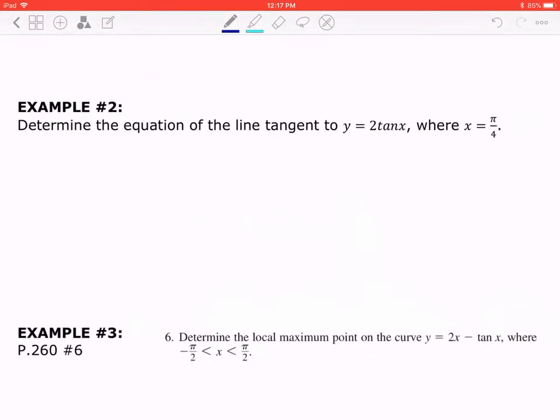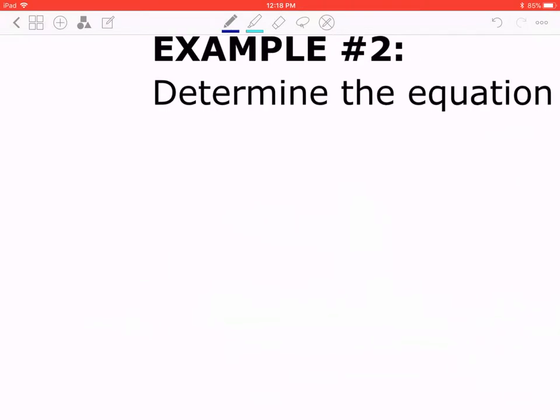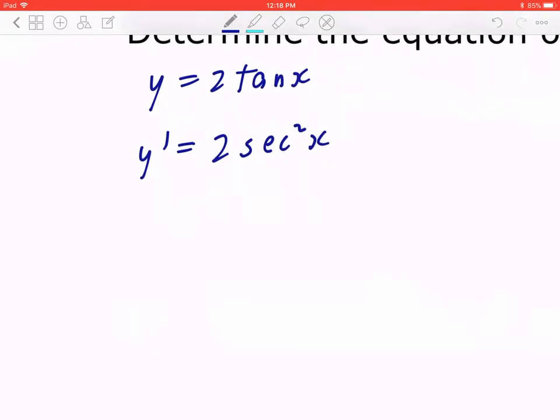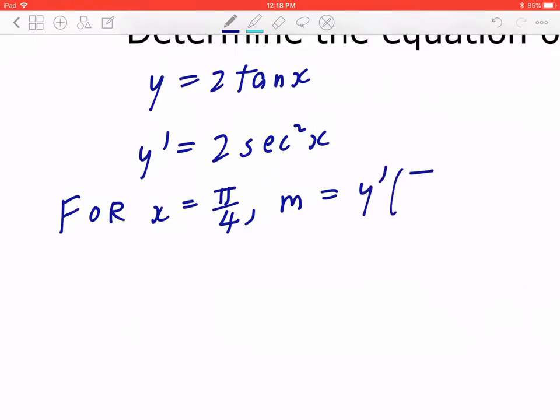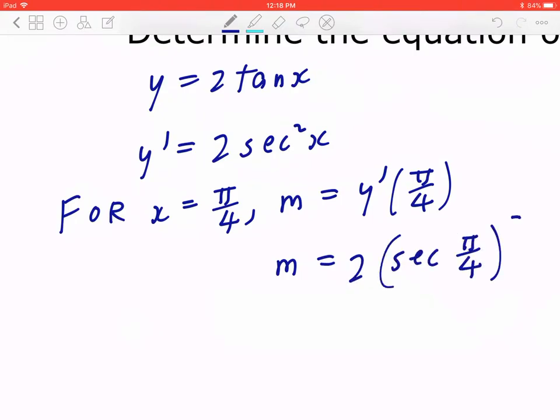In example number 2, the question says determine the equation of the line tangent to y equals 2 tan x, where x equals pi divided by 4. So here we go, step 1. Y equals 2 tan x. Y prime equals 2 secant square x. Since you're looking for the slope, that means for x equal to pi over 4, m, which is the slope, equals y prime of pi over 4. And in this case, that's going to be 2 times secant pi over 4 in brackets squared.